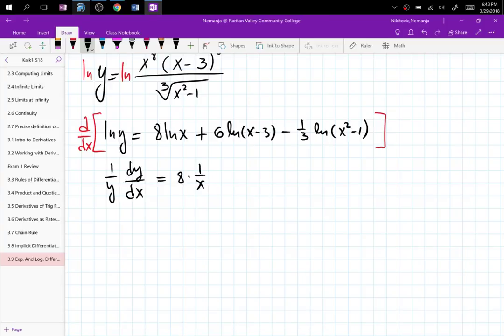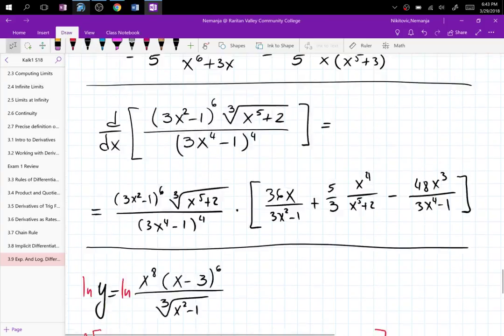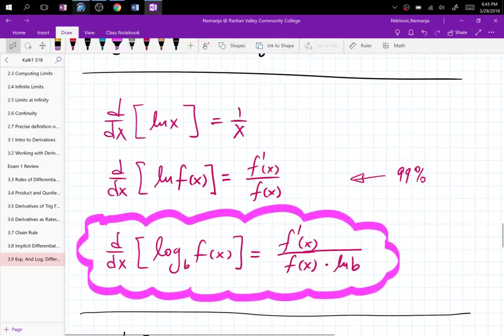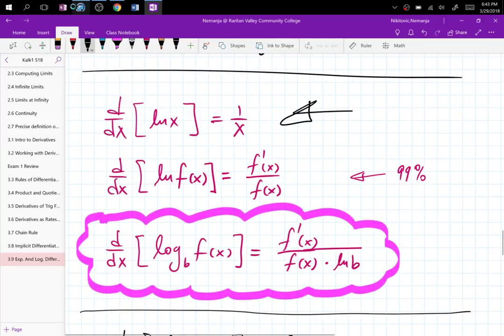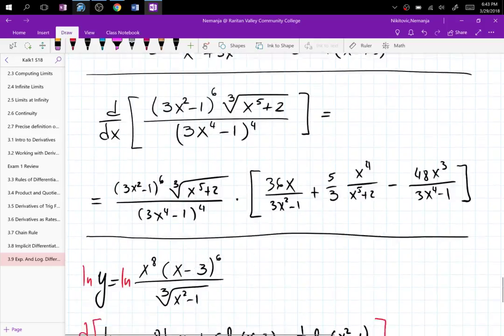Because the derivative of ln x, right, we had that as a formula. I'm going to scroll. There it is. You see this first one? The derivative of basic ln x is just 1 over x. All others will fall in the 99% formula. So the derivative of ln x is 1 over x.